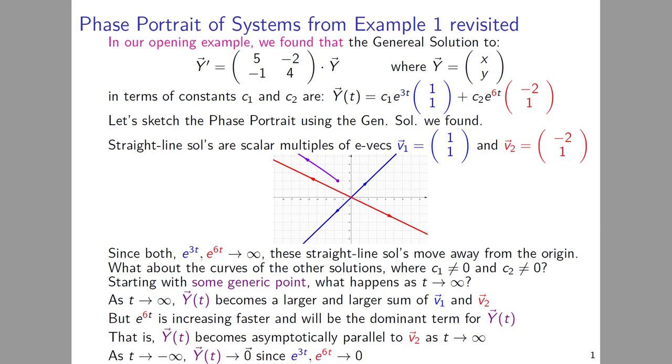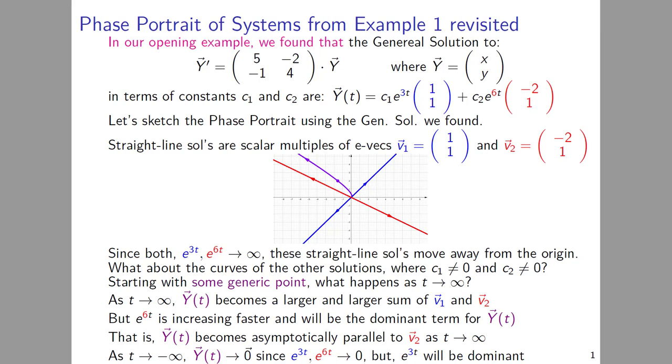And on the other hand, as t goes to negative infinity, y of t is going to be going to 0, since both e to the 3t and e to the 6t will be going to 0. But in this case, e to the 3t will be dominant, because just as e to the 6t was going to infinity faster than e to the 3t, e to the 6t will be going to 0 faster than e to the 3t as t goes to negative infinity. So the term e to the 6t times negative 2, 1 will become less and less significant, and e to the 3t will become dominant.